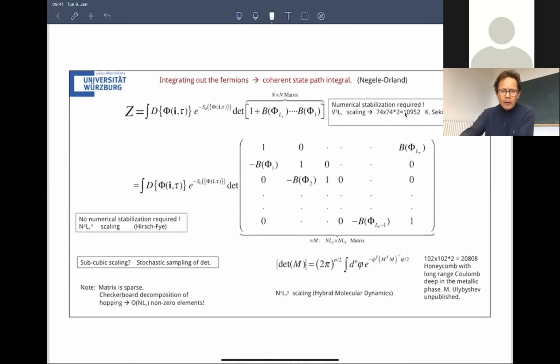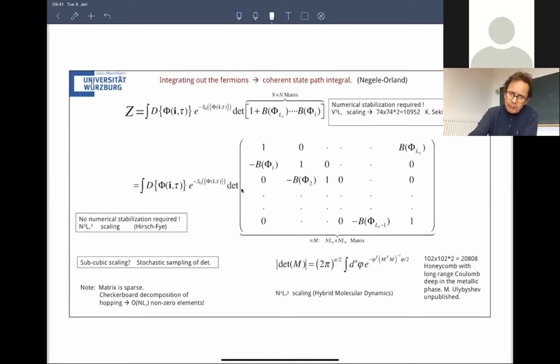Then another possibility is not to reduce, but to keep this big matrix. This is the basis of an old algorithm, which goes under the name Hirsch-Fye, impurity type algorithms, which have now been superseded by continuous time algorithms, which work much better. So I won't talk too much about this.